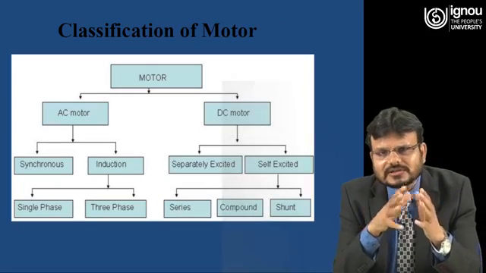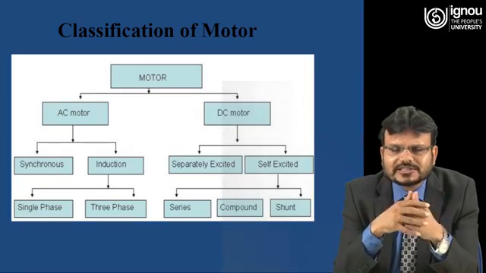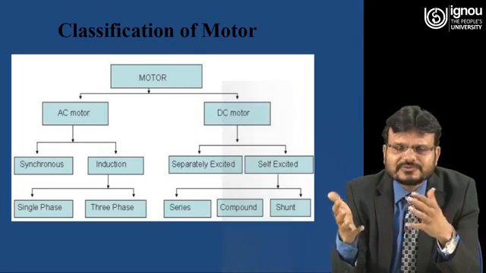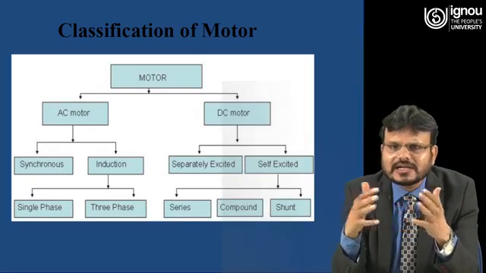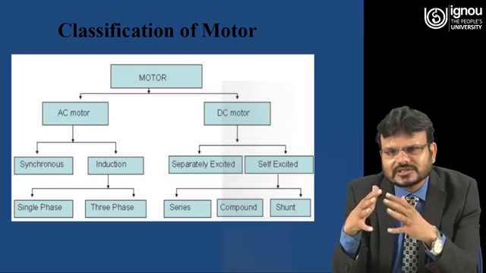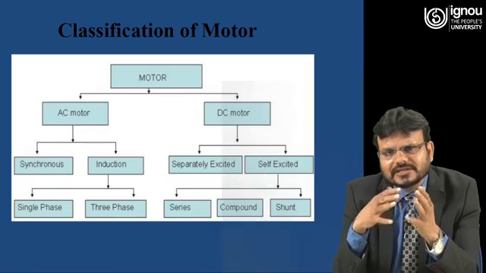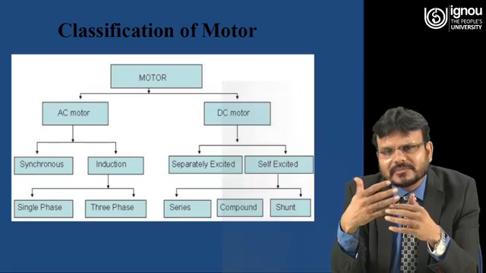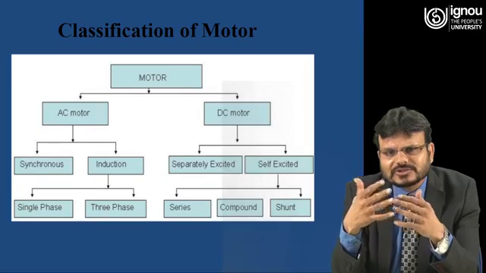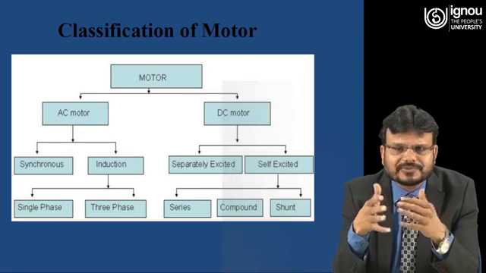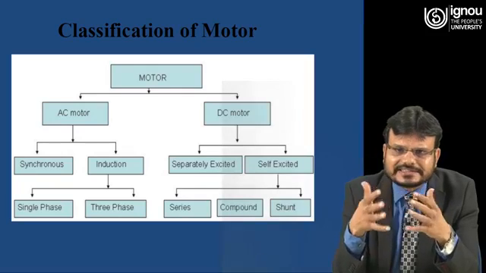So in short, we can classify the motor. As you know, motors can be classified as AC motor and DC motor. So what is a DC motor? In which you give some DC supply, then you get some mechanical output in terms of torque, that is called a DC motor. That has already been discussed in detail in the previous session.